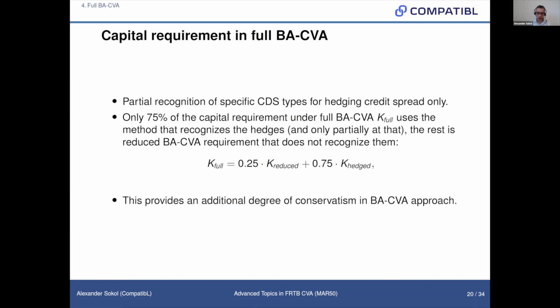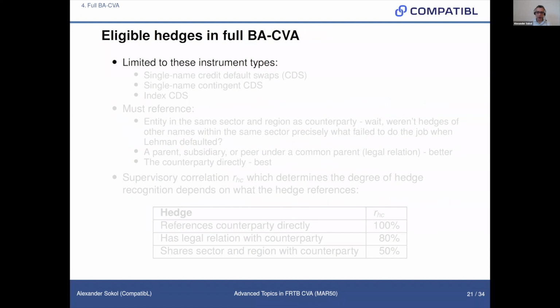And that's one reason to do standardized. Now, what are the eligible hedges in BA-CVA, which is actually a more narrow list than in standardized? First of all, they're limited to 3 instrument types, all of them CDS: single name credit default swaps, single name contingent CDS, and index CDS. So single name CDS is a normal credit default swap. Somebody has a reference name, somebody defaults, you pay, right? CDS on the index is also pretty conventional. Single name contingent CDS is actually an interesting one.